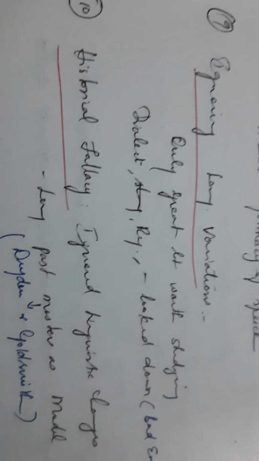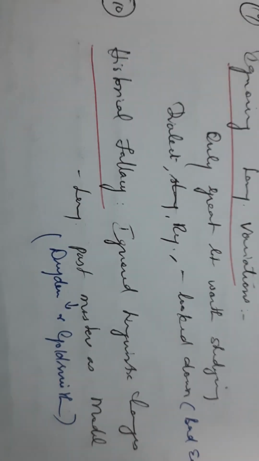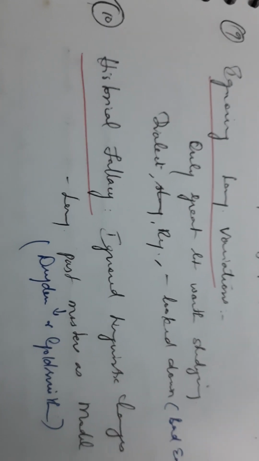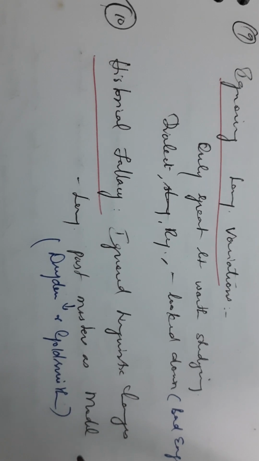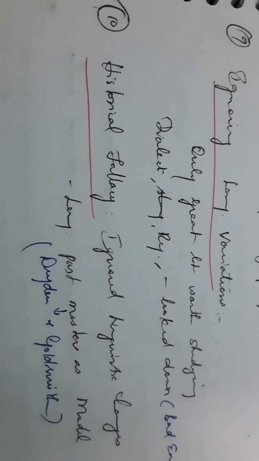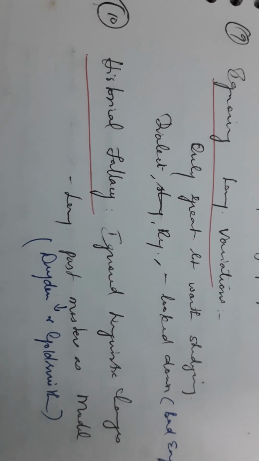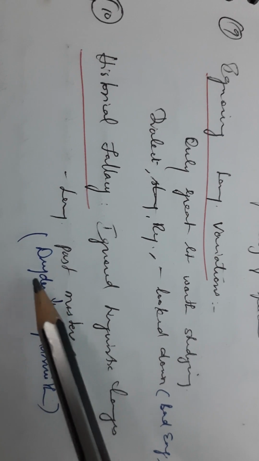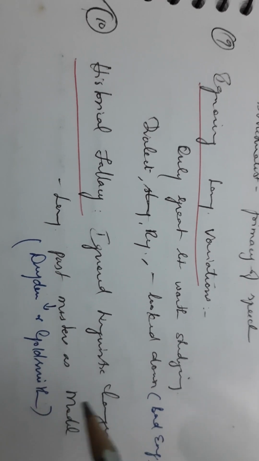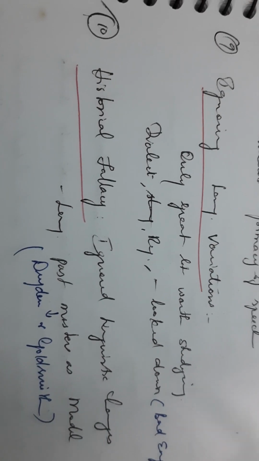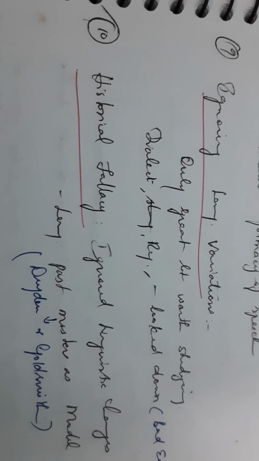And the last one is the historical fallacy. The historical fallacy is that they ignore linguistic changes. They don't believe in the constant renewal of languages. They only stick to the past masters like Dryden and Goldsmith, who are the only models for the traditional grammarians. They totally ignore the linguistic changes that occur every year or every century.